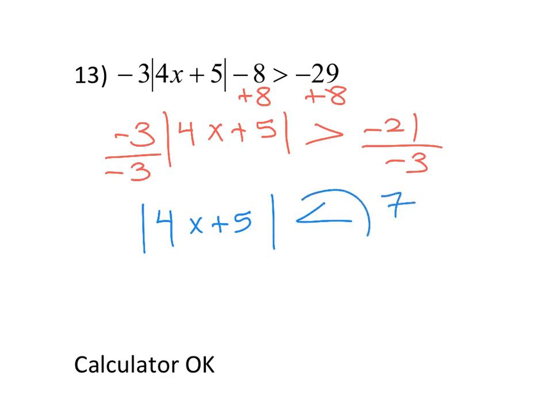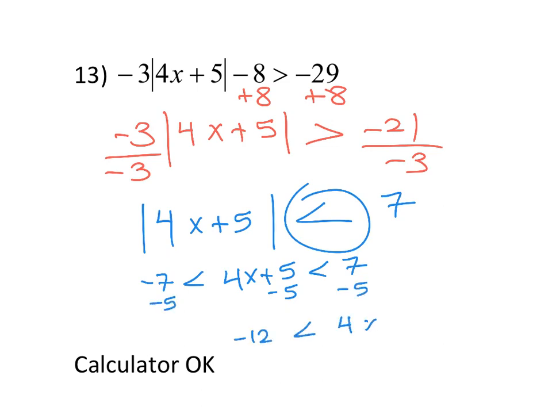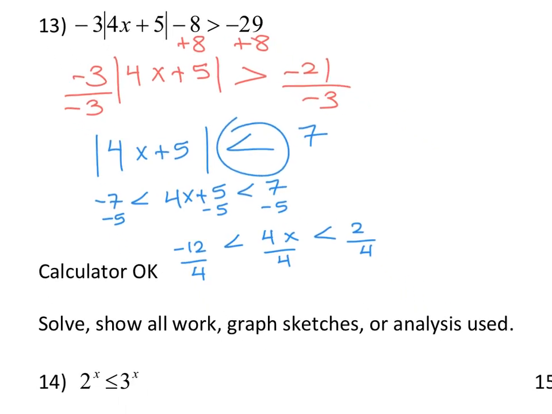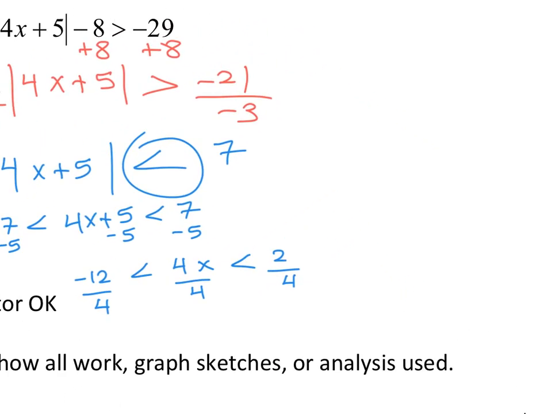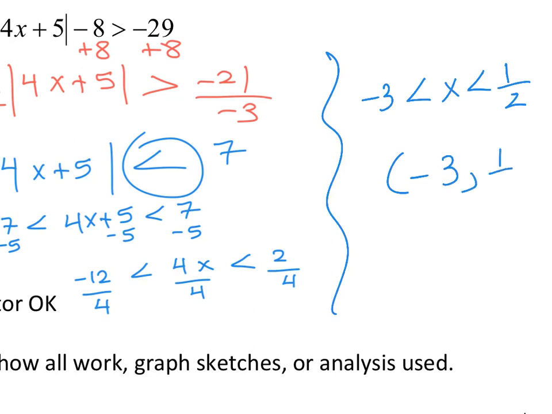So that is an AND situation. So 4x plus 5 is going to be between negative 7 and 7. So if you subtract 5 everywhere, it's going to give you negative 12 less than 4x, which is less than 2. Now if you divide by 4, negative 12 divided by 4 is going to be negative 3 less than x, which is less than 1/2. So my solution is going to be between negative 3 and 1/2.